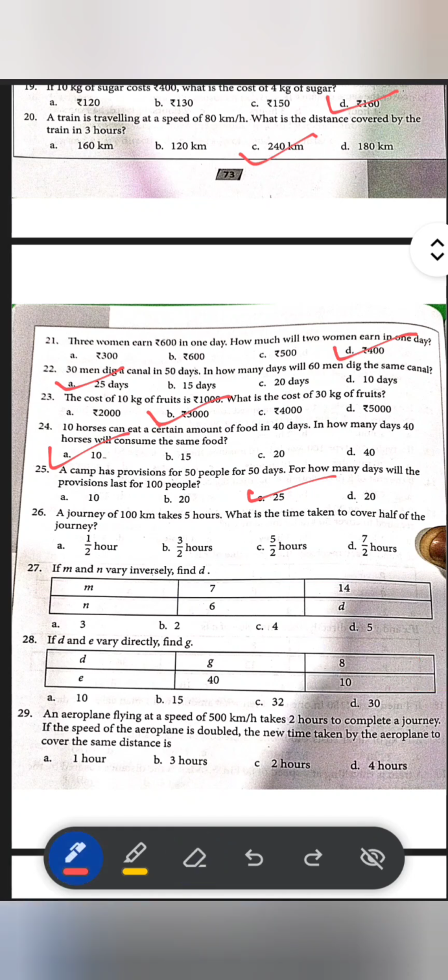Now come to question number 26. A journey of 100 km takes 5 hours. What is the time taken to cover half of the journey? 100 kilometers is the distance, and 5 hours is the time. So distance by time is equal to speed, and speed is constant here, which means their division is constant. 100 kilometers divided by 5 hours is equal to the time taken. It is asking y2 for half of the journey. Half of the journey means what? What is 100 by 2?